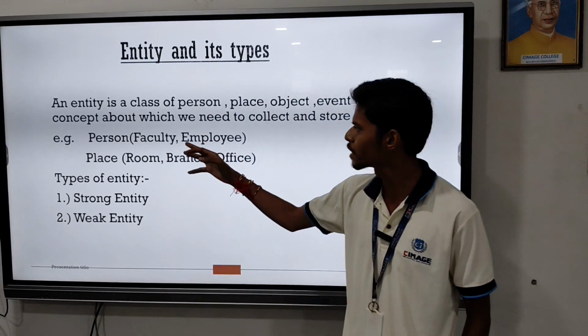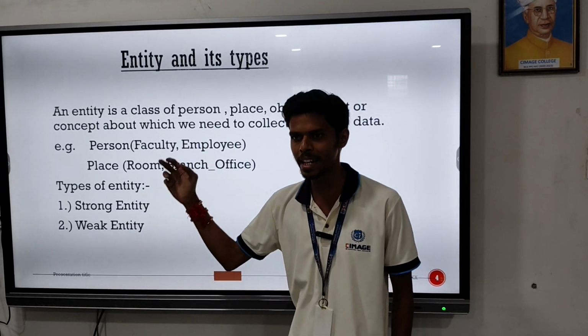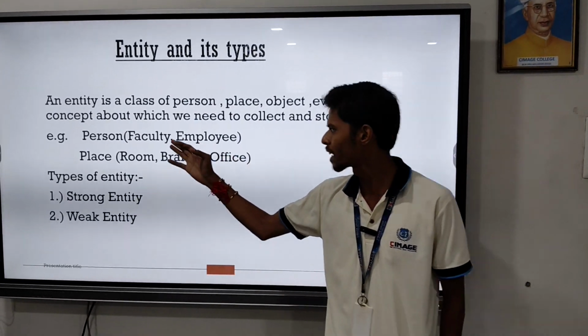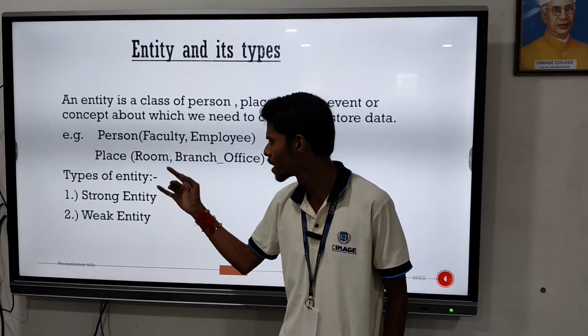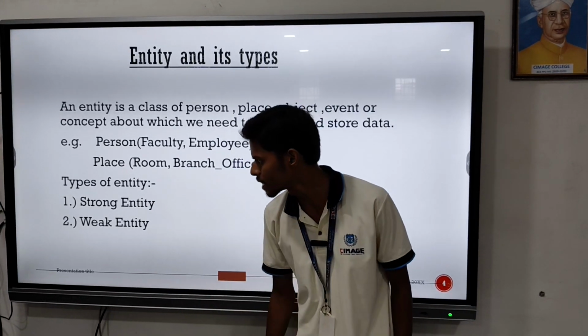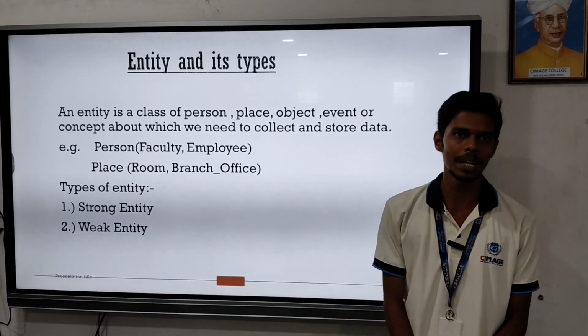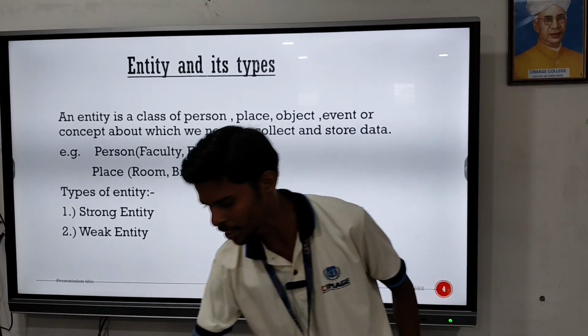Under the person, there are two persons from which we can create a table, like faculty and employee. And here is a place, namely room, branch, office, etc. And the entities are of two types, that is, mainly the strong entity and the weak entity.